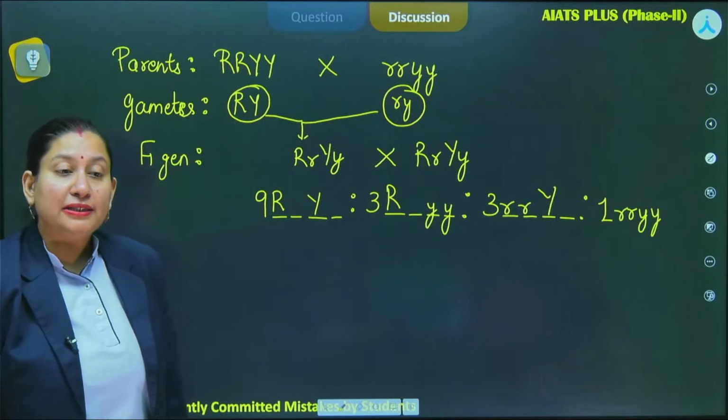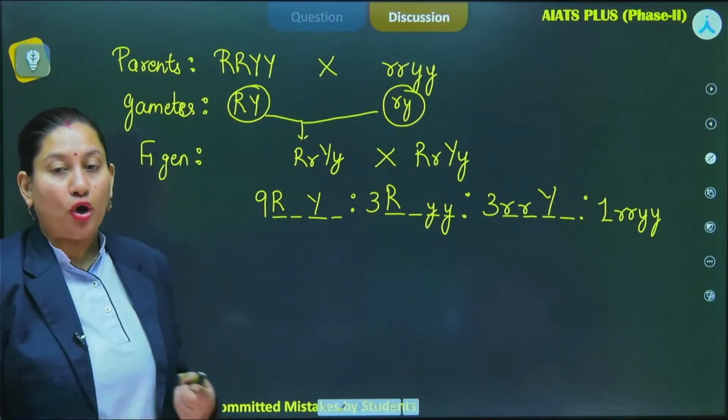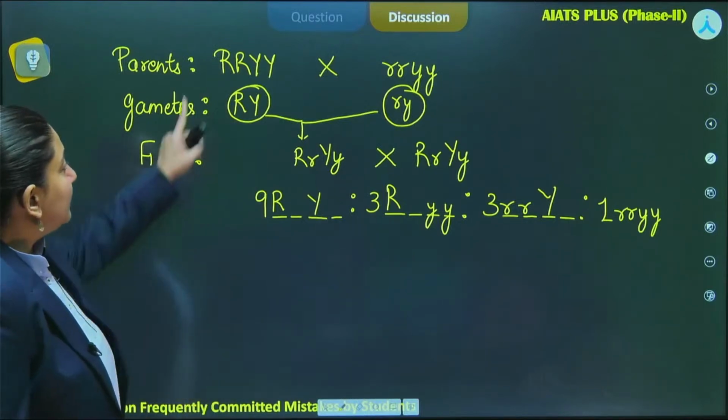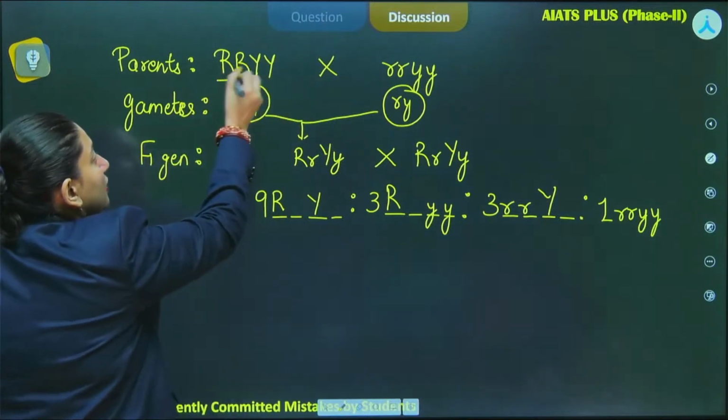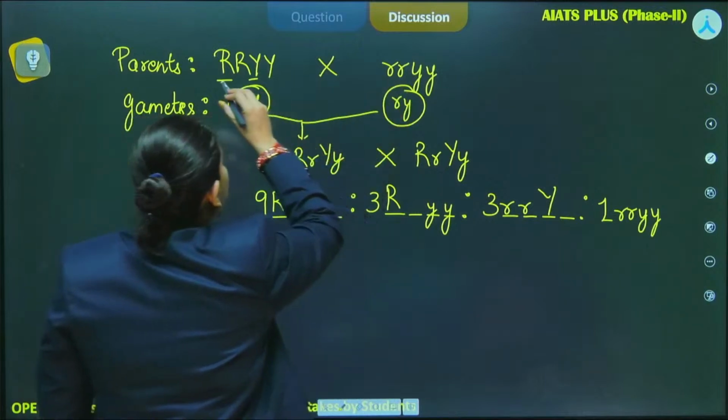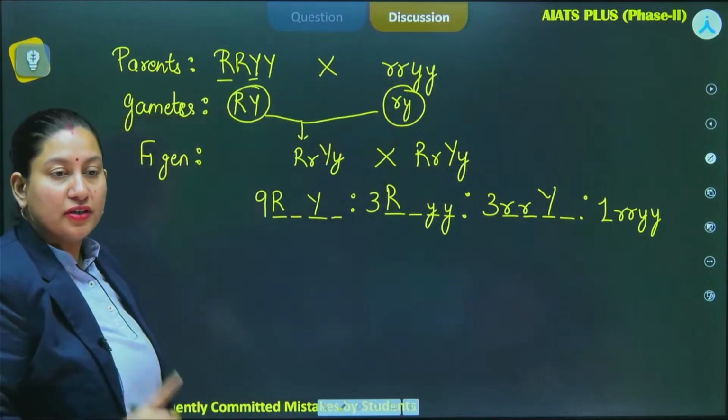Now, the question is asking about the recombinants. If we see the parents here, parents are having at least one dominant copy.